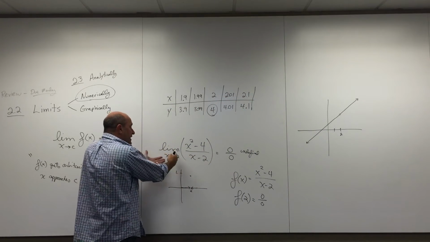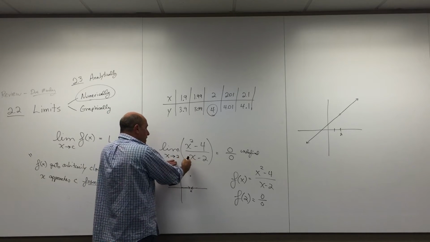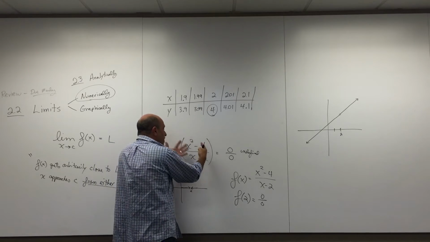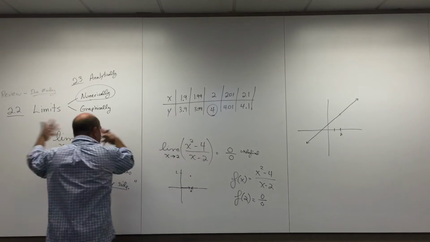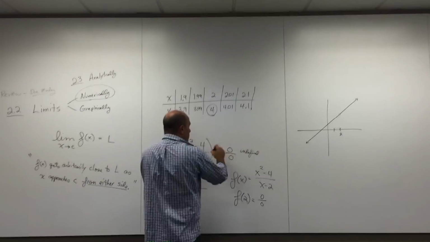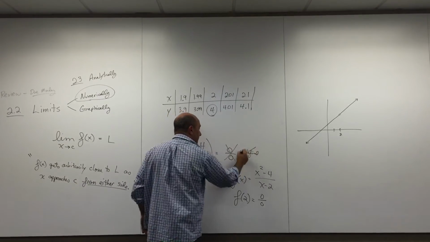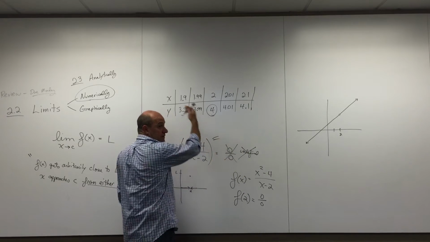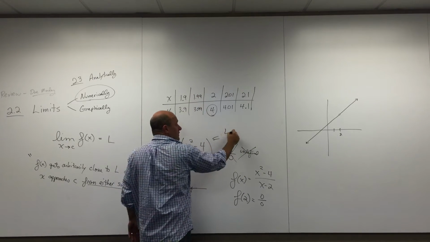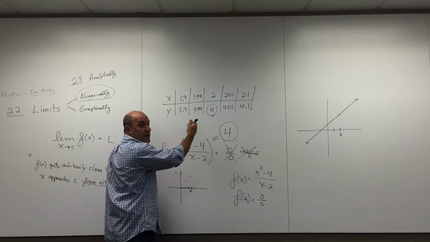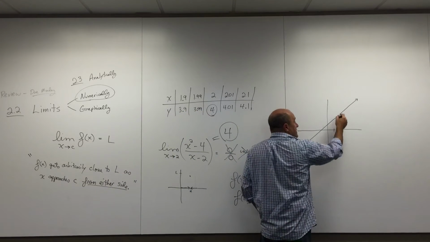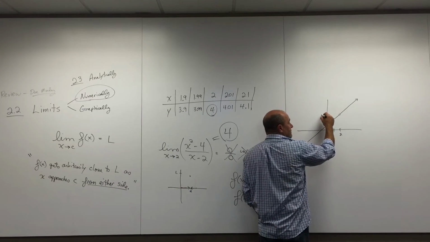As x gets really, really close to 2, what does this function get really, really close to? I mean, that's what a limit question is. And the answer was, what was the answer? We did it numerically. The answer was 4. Graphically, where is this hole? At 4.